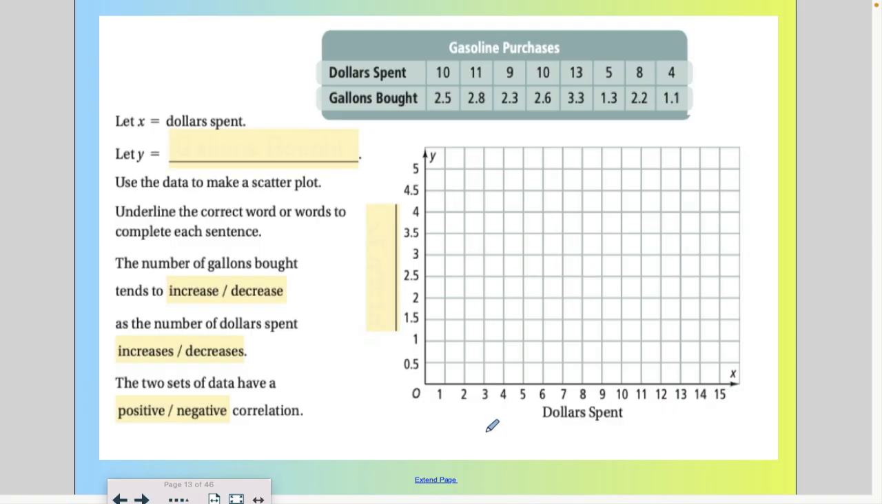This is the relationship between dollars spent and gallons of gasoline purchased. Okay, we'll fill this first part in together. So if X represents the dollars spent, what does Y represent? Gallons what? Perfect. Fill that in, and then I want you to plot these points, all of them. Plot those points.